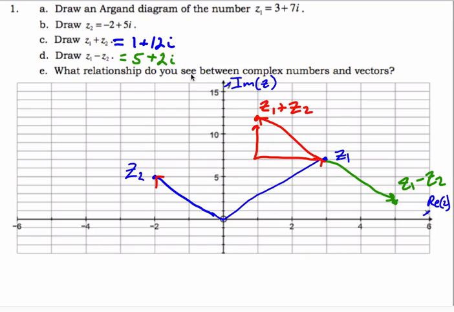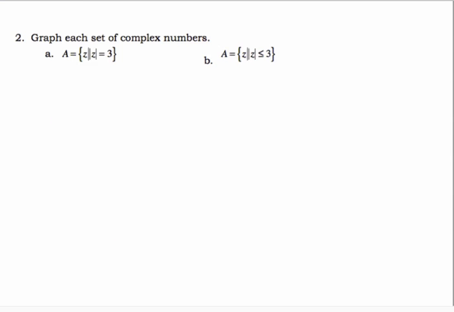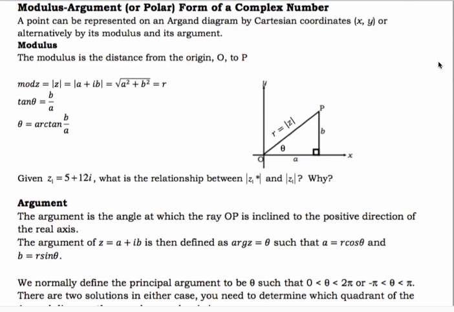So you can see the relationship between complex numbers and vectors is that adding complex numbers is like adding vectors. Okay, so you can think of them as one and the same. Next, actually we're going to skip right to this here.